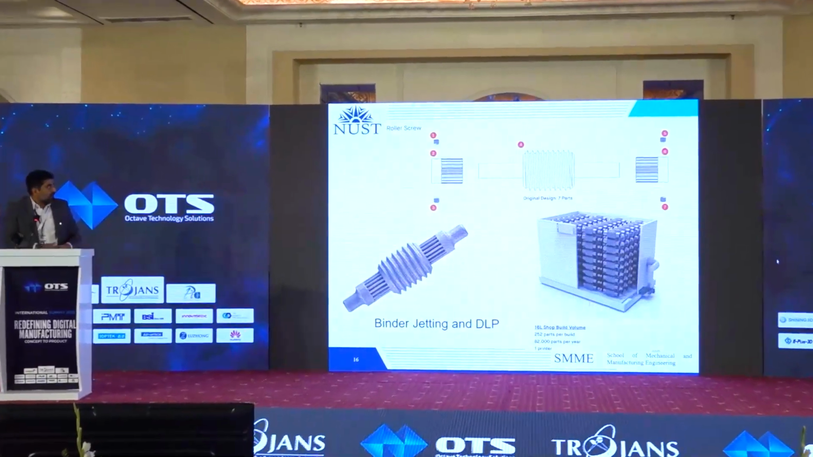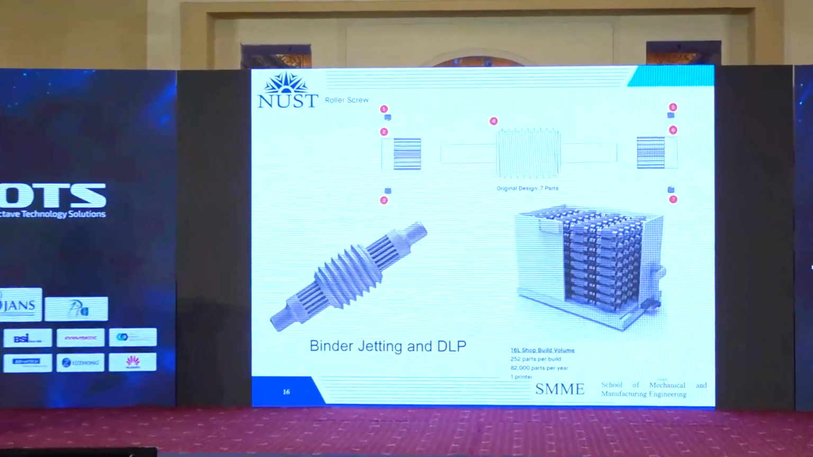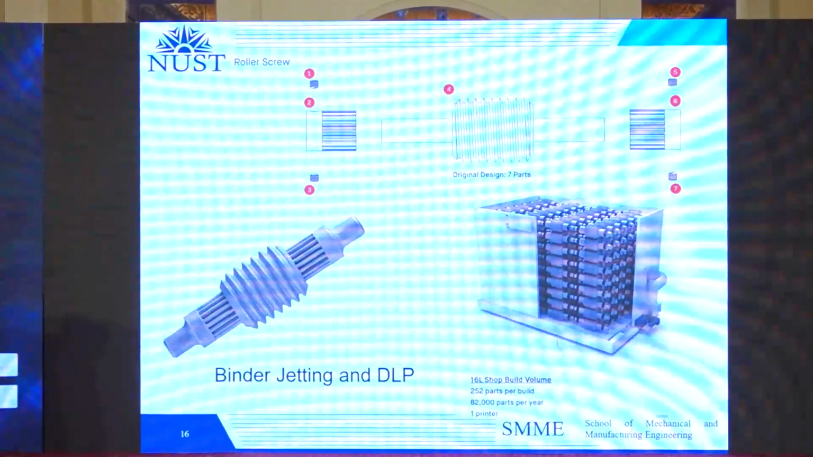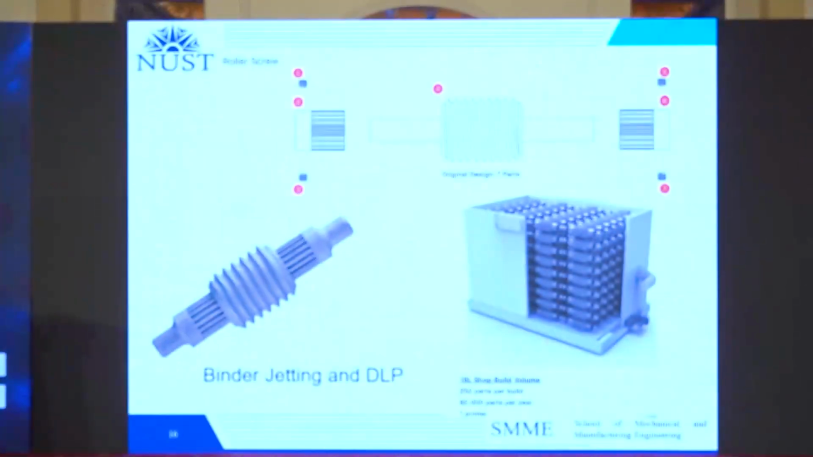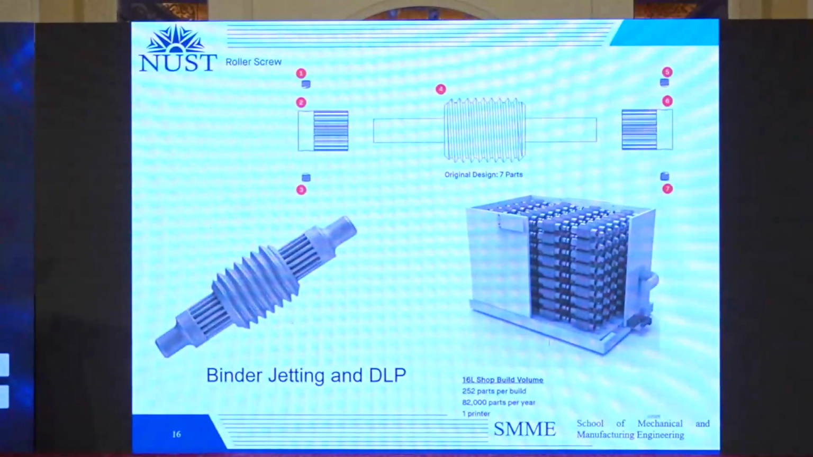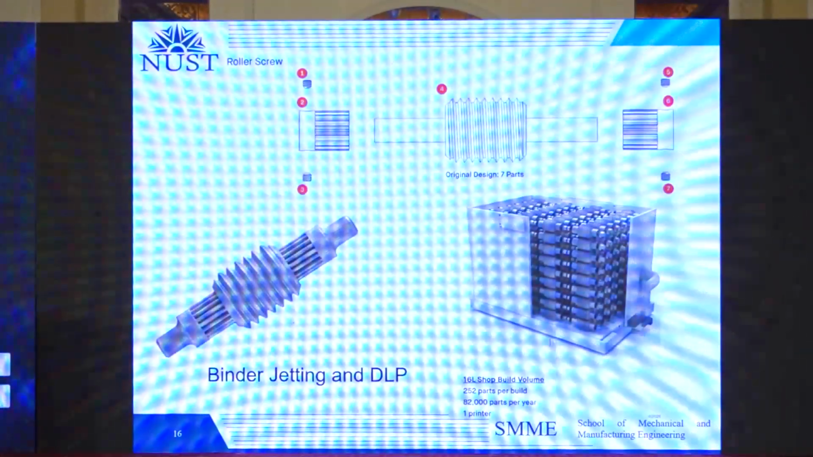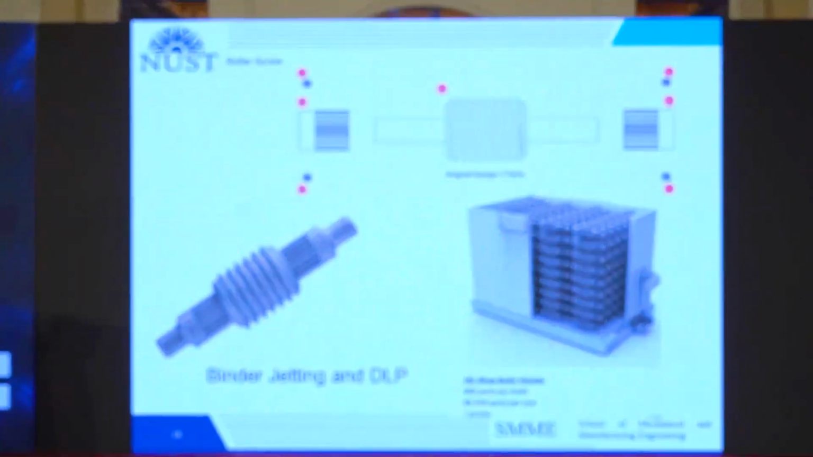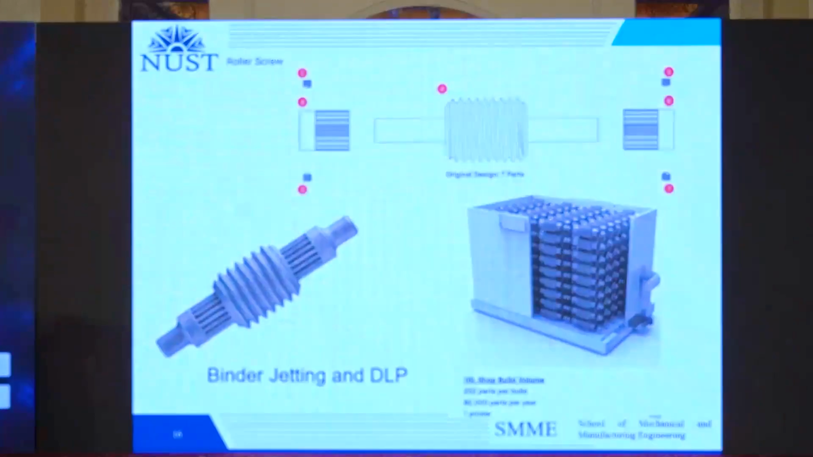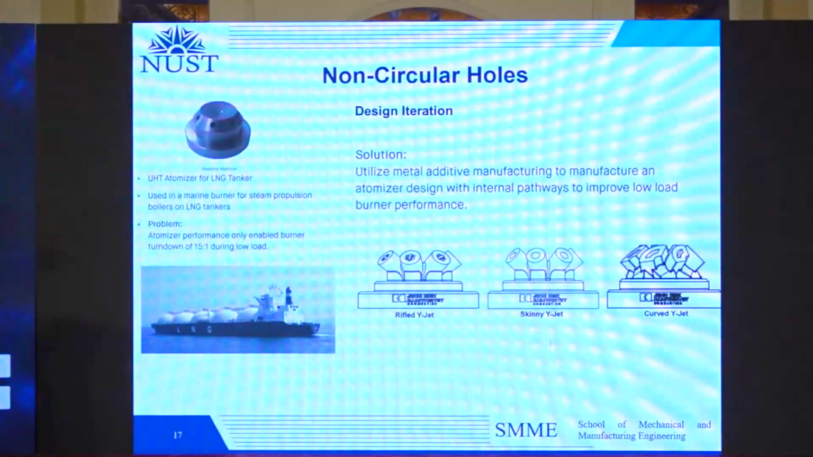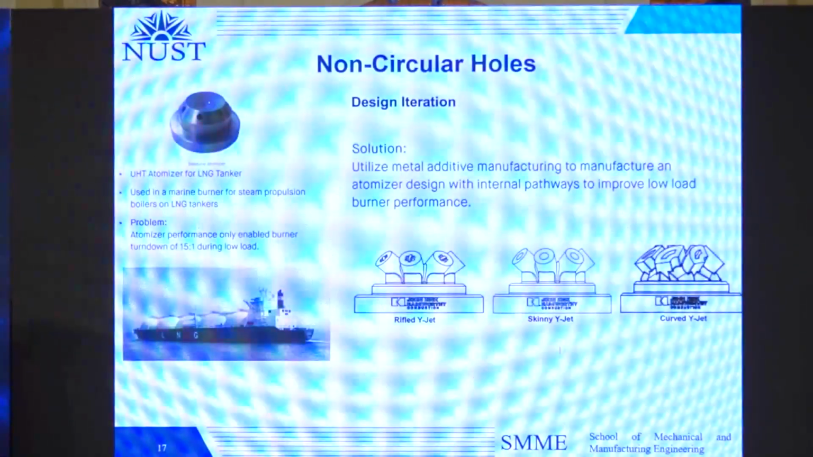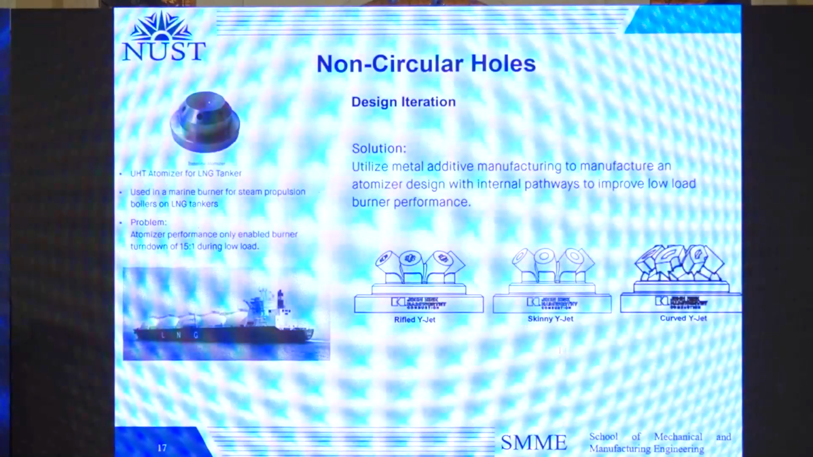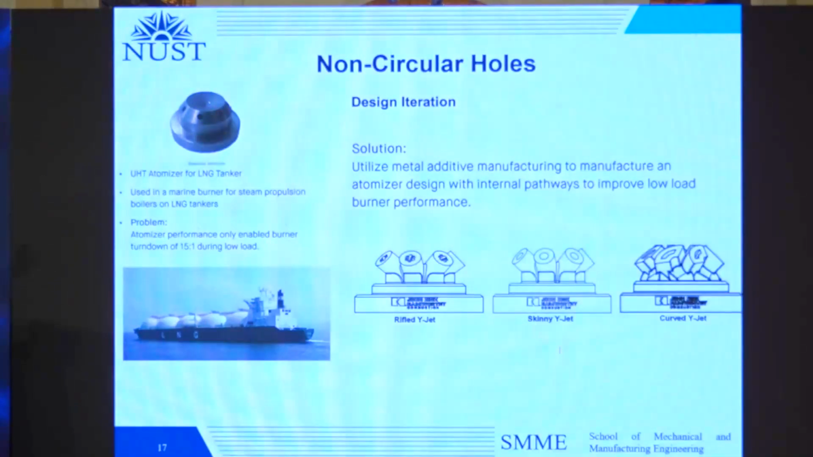Moving forward again, roller screws: again 7 different parts and sub-assemblies, but now they can be manufactured as only one assembly, which also reduces your manufacturing time. Similarly, the weight has been reduced as well. Sorry, I'm just moving forward because we are already short on time. Next, non-circular holes, which are used in LNG tankers. If you see the design, these holes are not circular.